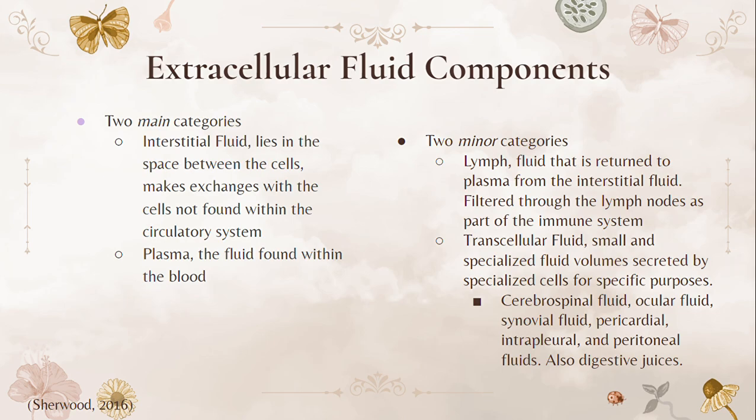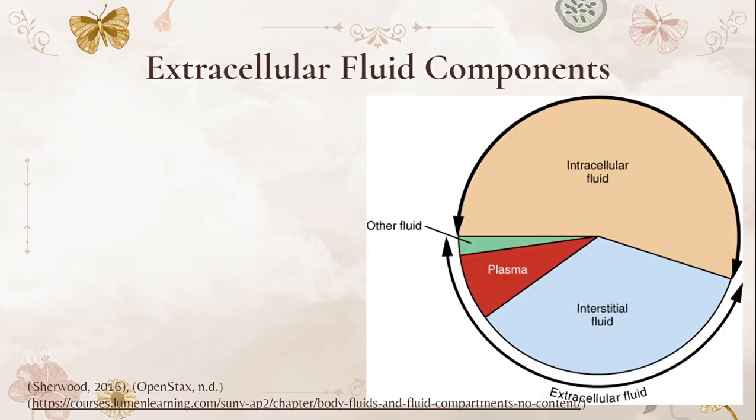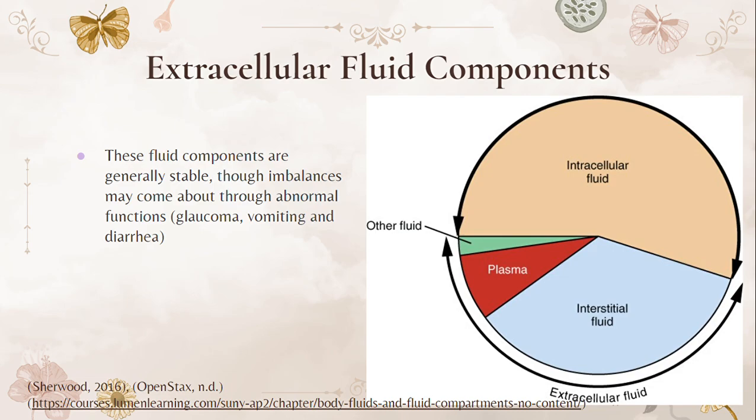Then you have synovial fluid, and cardiac fluids like pericardial, intrapleural, and peritoneal fluids. Also, digestive fluids are another example of a transcellular fluid. Now, these fluid components are typically going to remain stable. Can they be disrupted? Yes. An example is glaucoma, when a body has too much ocular fluid. The ocular fluid levels have been played around with, and they're not where they should be.